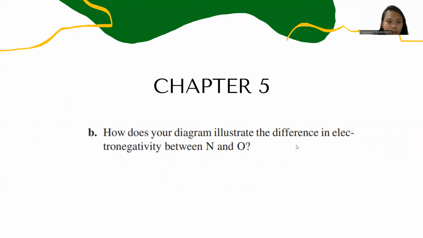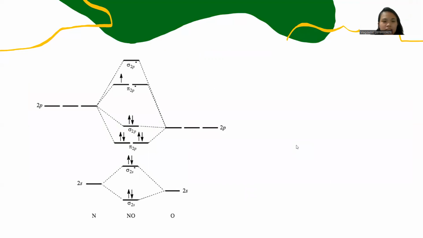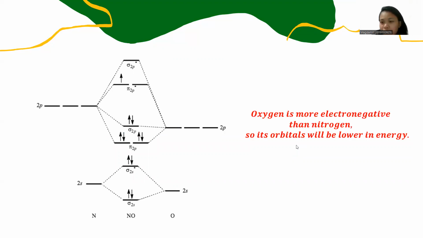Chapter 5, letter B. How does your diagram illustrate the difference in electronegativity between nitrogen and oxygen? So this is the diagram for nitrogen and oxygen. O is more electronegative than N, so its orbitals are slightly lower in energy. The bonding orbitals are slightly more concentrated on oxygen.